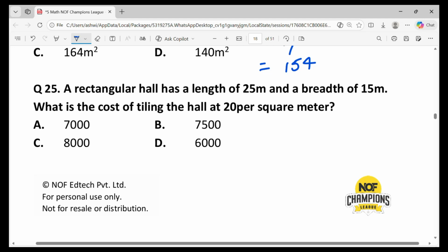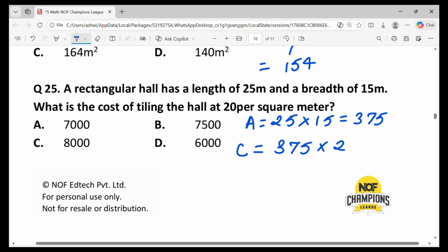Question 25. A rectangular hall has a length of 25 meters and a breadth of 15 meters. What is the cost of tiling the hall at 20 per square meter? The area A of the rectangle is length into breadth. That is A is equal to 25 into 15, that is equal to 375. The cost of tiling C will be equal to 375, that is the total area, into the rate, that is 20, which is equal to 7,500. That is option B.